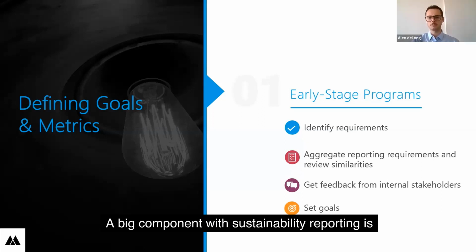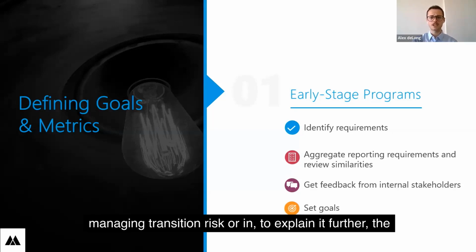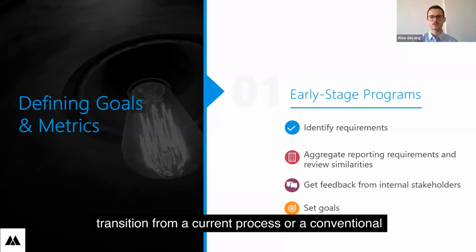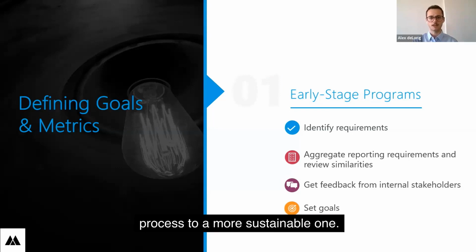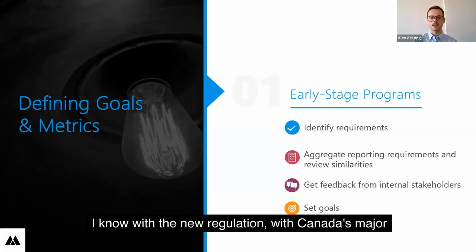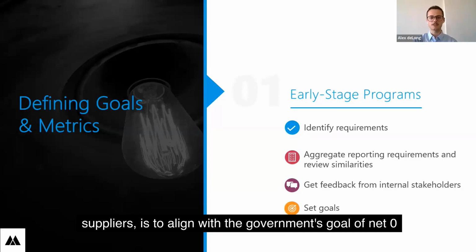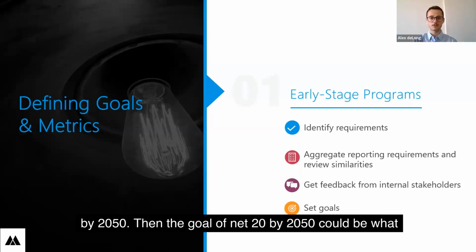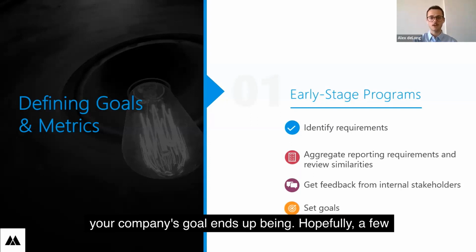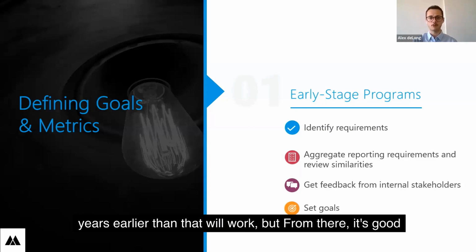A big component with sustainability reporting is managing transition risk, or to explain it further, the transition from a current process or a conventional process to a more sustainable one. I know with the new regulation with Canada's major suppliers is to align with the government's goal of net zero by 2050. Setting the goal of net zero by 2050 could be what your company's goal ends up being. Hopefully a few years earlier than that will work.